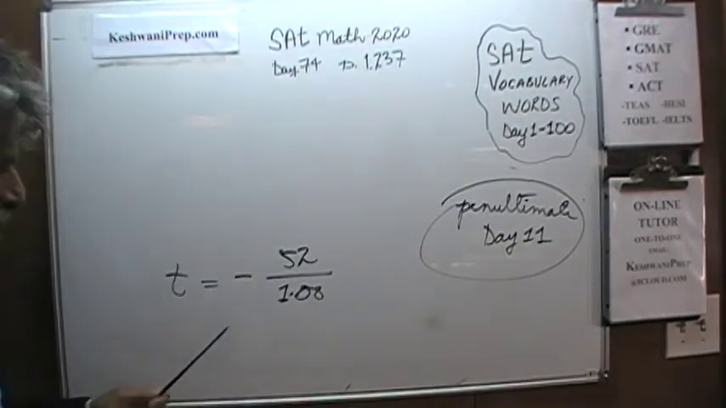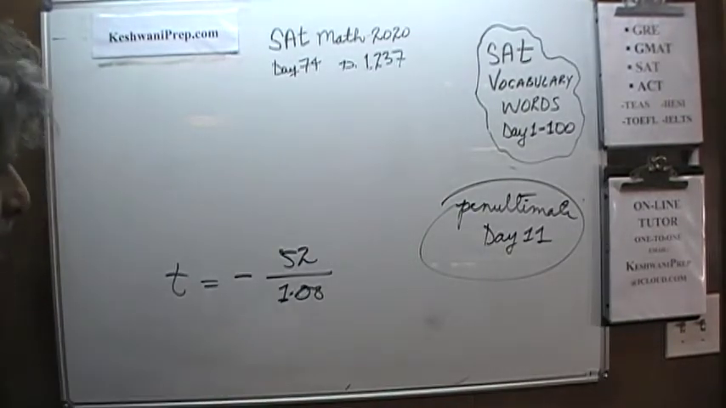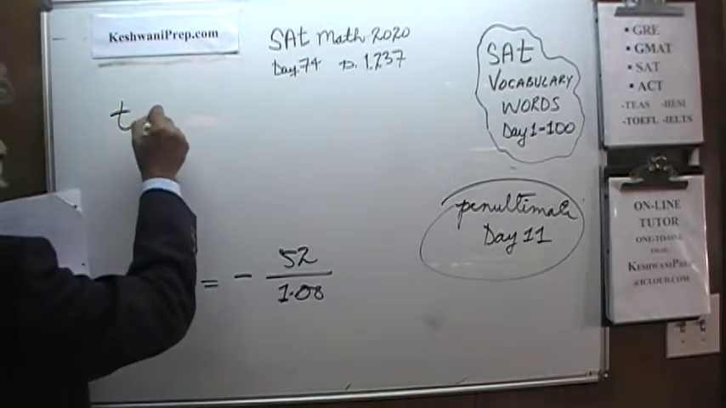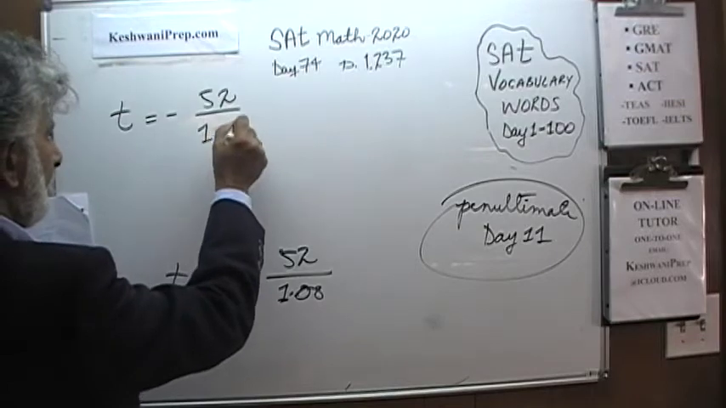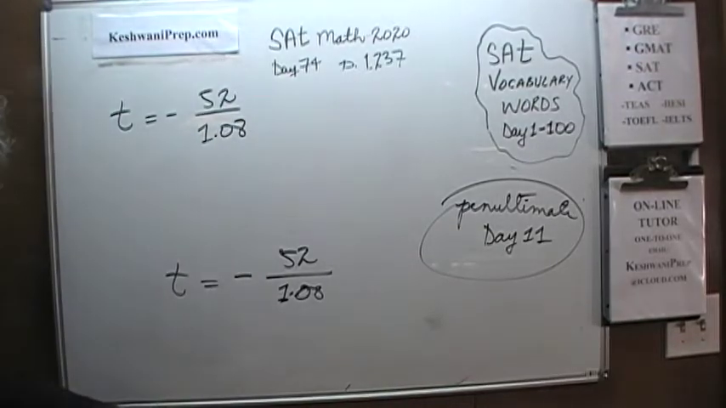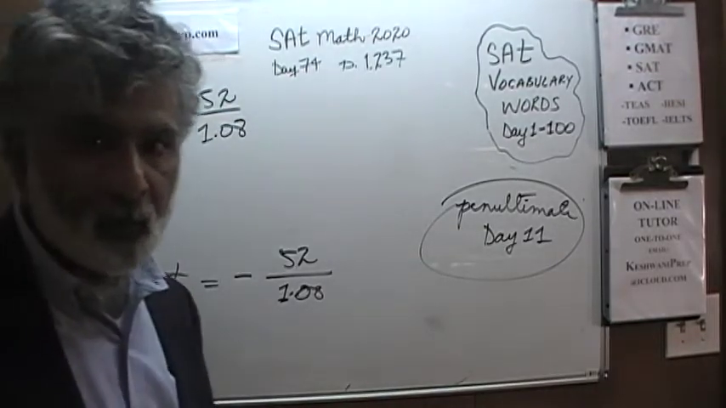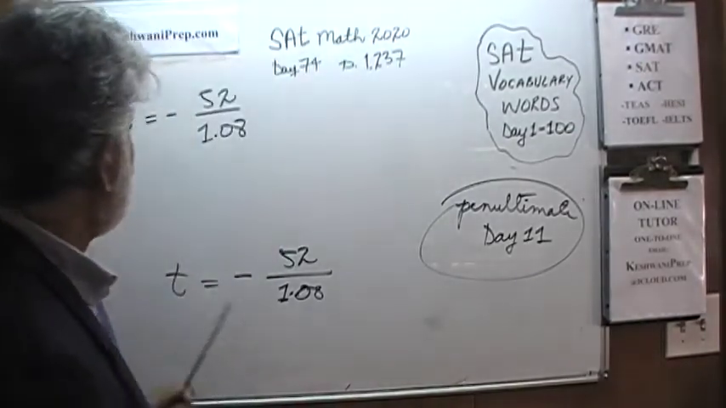Let's pick up our story from here. It looks like t is equal to negative 52 over 1.08, and of course at this point you can just pick up the calculator and figure it out. I don't have a calculator with me, so I'm going to do it by hand.